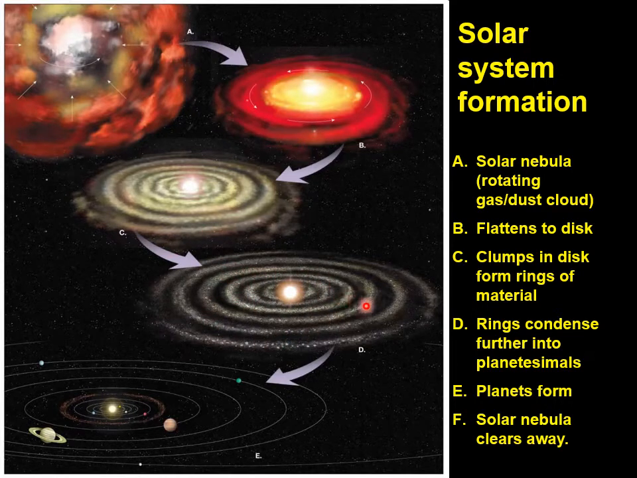And those rings then start to condense into chunks of material called planetesimals. These are like tiny little rock-like planets. They're really not a planet yet per se, it's just debris. And this debris starts to come together to eventually form planets, and then over time the rest of the debris starts to clear away, leaving the planets orbiting the star, or in this case our sun.